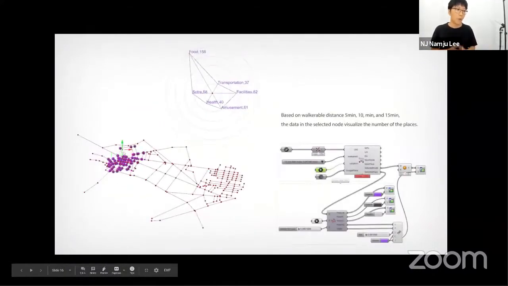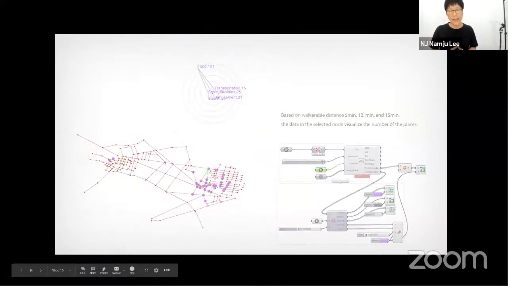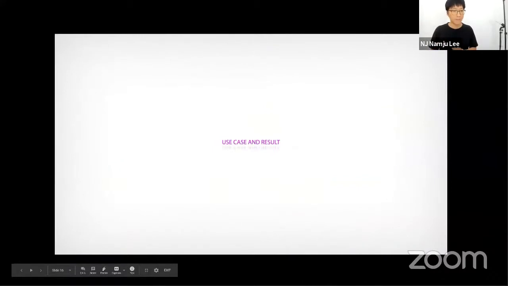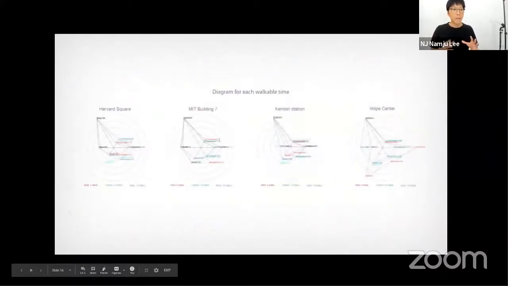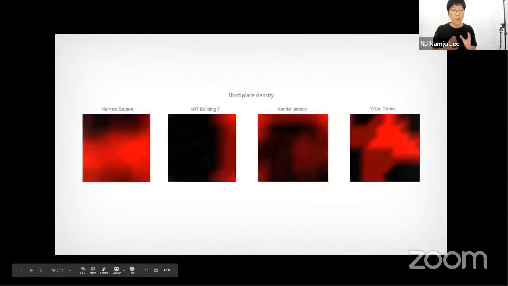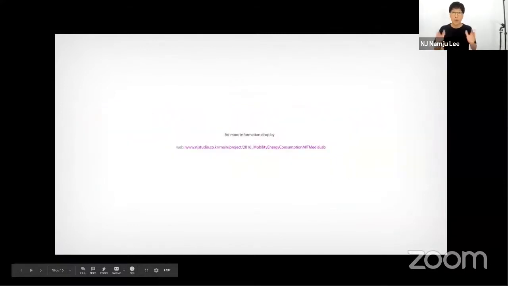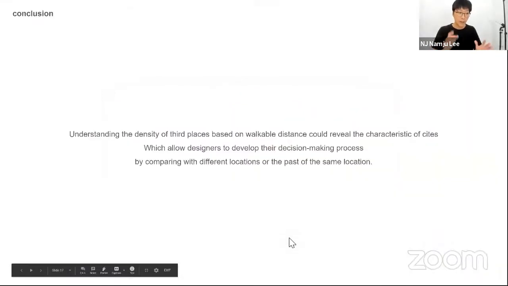So this is an example of how we represent third place data as a sort of star plot. As I said, this is a result. With this kind of result, the shape itself is also very unique. And also, as I said, the shape is a different type of representation of that particular area that you select.